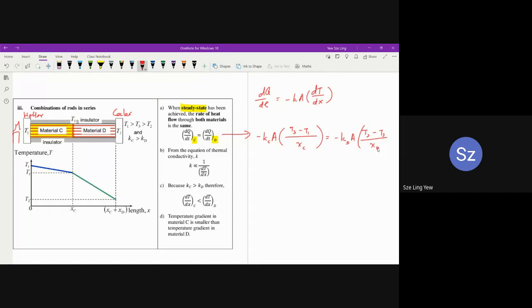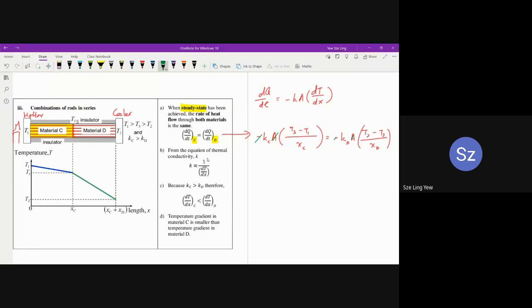Over xD. So you can simplify the equations by removing the negative sign and the A from the equation. This is how you solve questions when you have a combination of rods in series, and how you apply these equations if the object is in steady state.